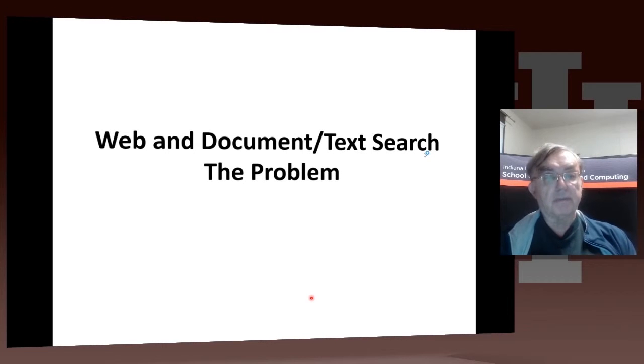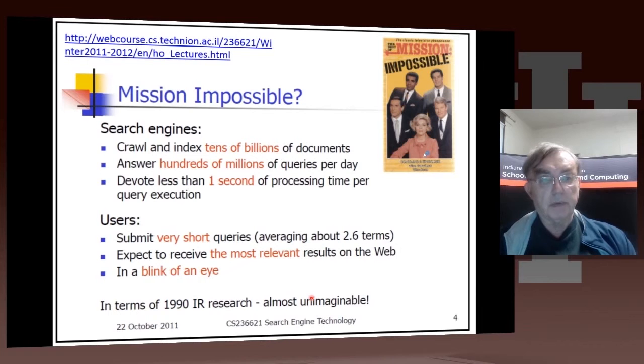So now let's come straight on into studying document and text search. And we use a couple of existing classes on the web, which I think are really excellent. And we take a lot of the slides from those two sources. Each source is documented. Every slide, if I take it from somewhere else, I list where it came from. So here we have a slide from Technion in Israel, and it basically makes it clear what the challenge is.